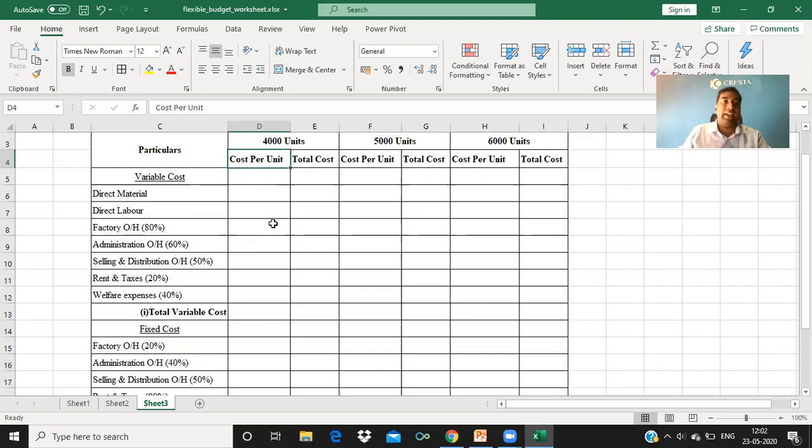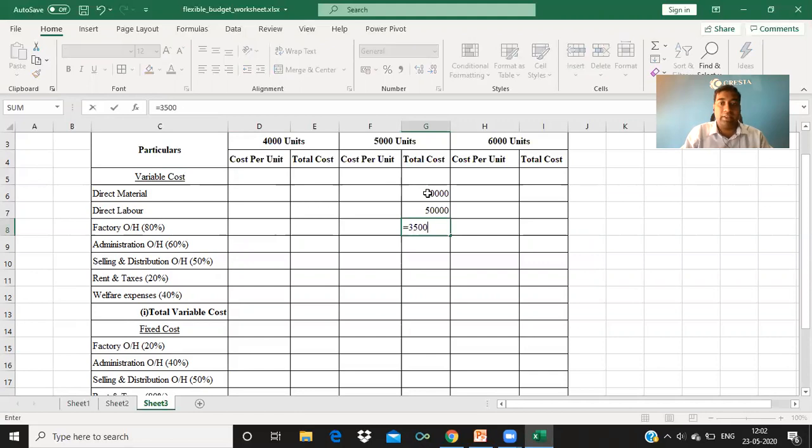Let us go back to the direct material cost. The direct material cost in the problem is given as 80,000. You can see this. In the previous problem, we were filling the cost per unit. Here, we are filling the total cost column. So the total cost of direct material is 80,000 and direct labor is 50,000. Factory overhead is given as 35,000.